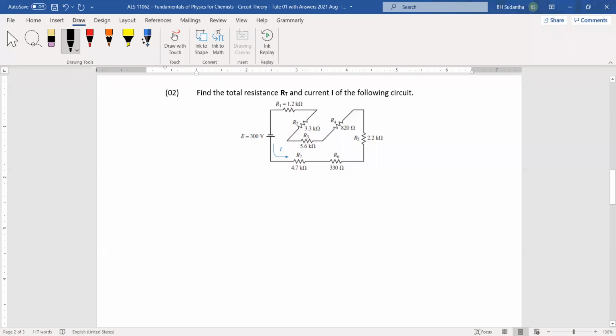Find the total resistance RT and current I of the following circuit. It's a straightforward question. And RT is 1.2K, 3.3K, 5.6K, 820, 2.2K, 330 ohms, plus 4.7K.